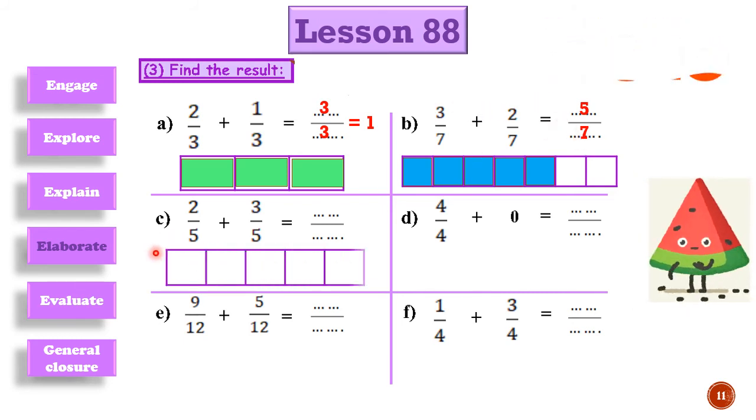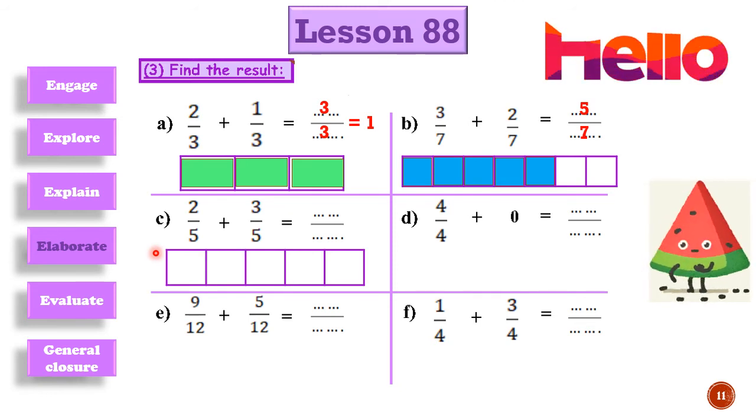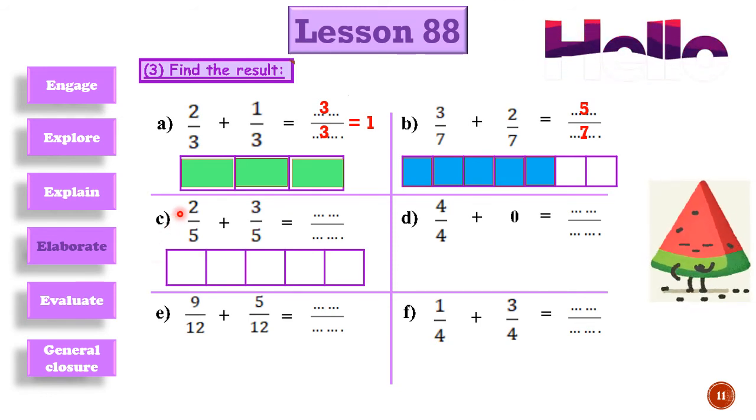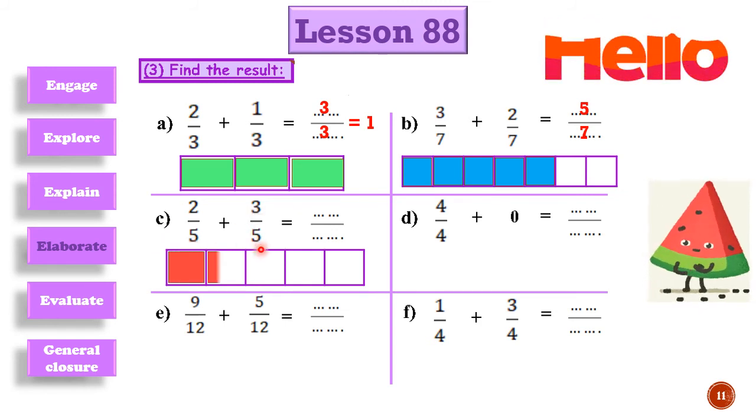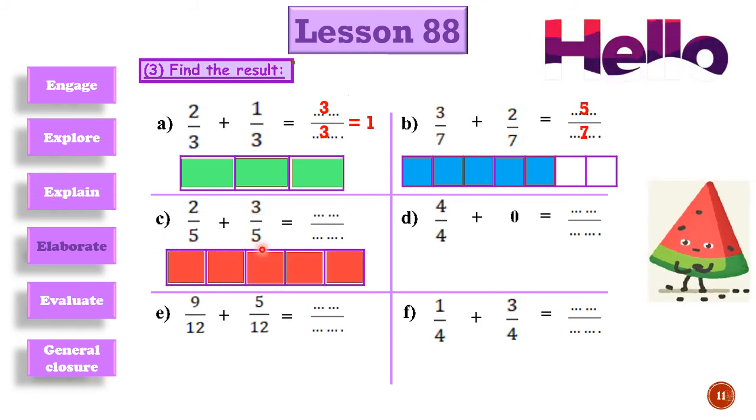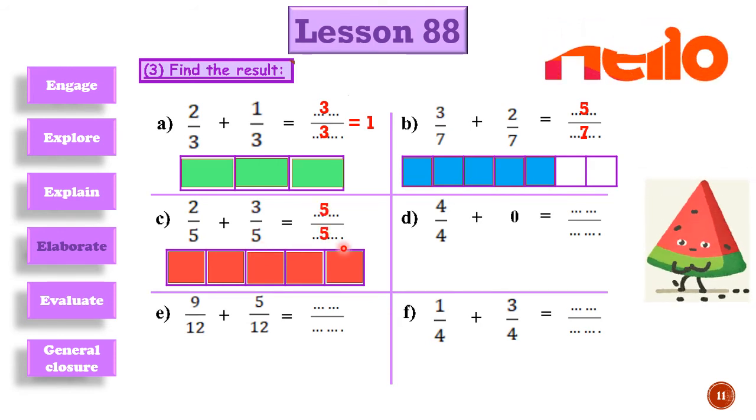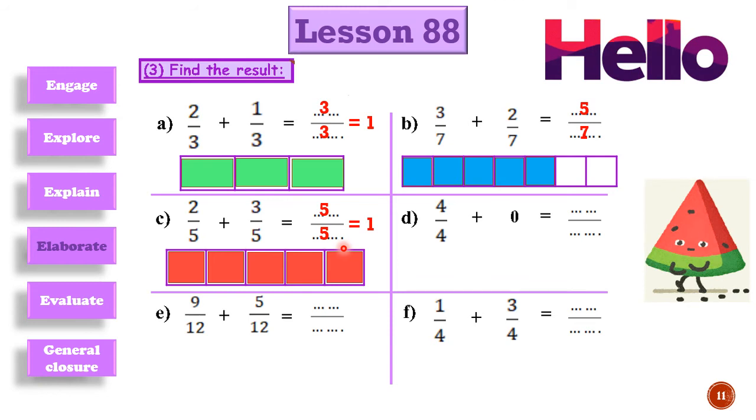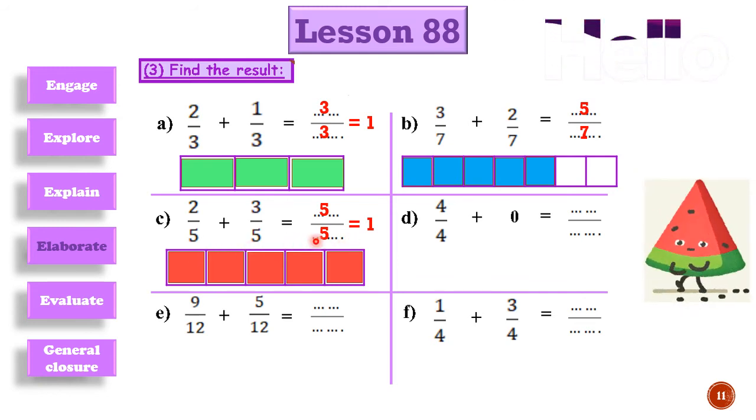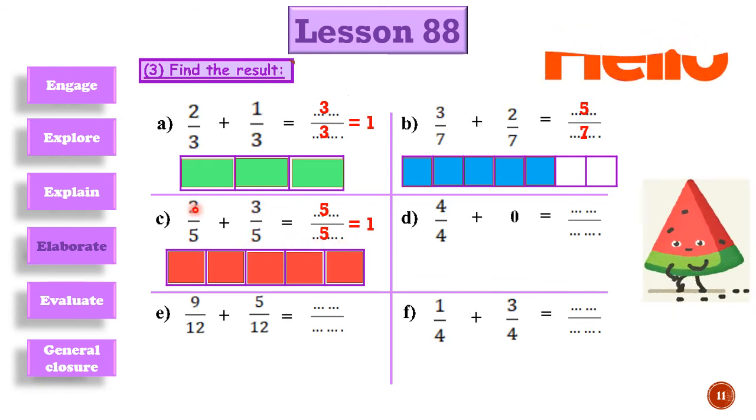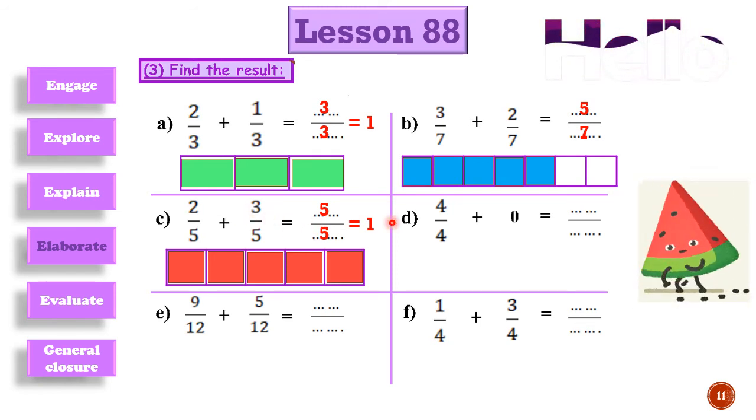Here we have a fraction strip divided into 5 equal parts. We will shade 2 parts out of 5 and 3 parts out of 5, like this. The result will be 5 fifths, which is equal to 1. Another way, just put the denominator as it is, then add the numerators. 2 plus 3 equals 5. Good job. Let's go to the next one.